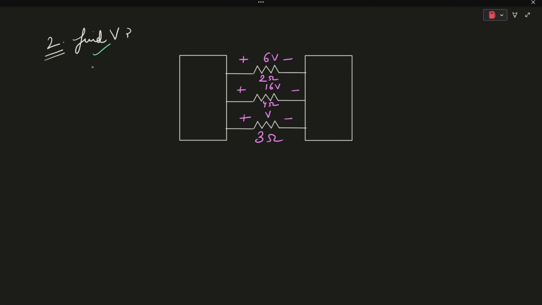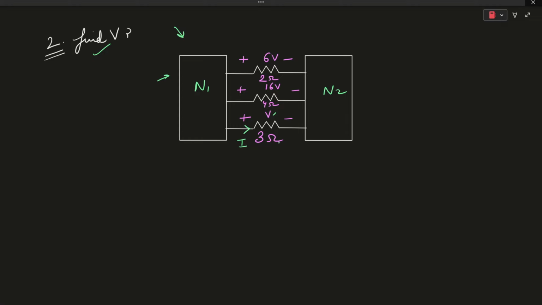In this problem, we need to find the value of V. In this particular electrical circuit, we are given two networks, N1 and N2, connected with the help of resistors, and we need to find the value of V. In order to find the value of the voltage V, we need to first find the value of the current I, which is flowing from this 3 ohm branch.